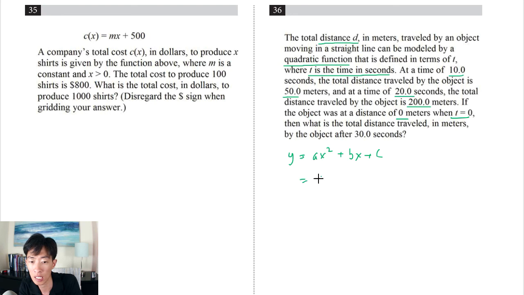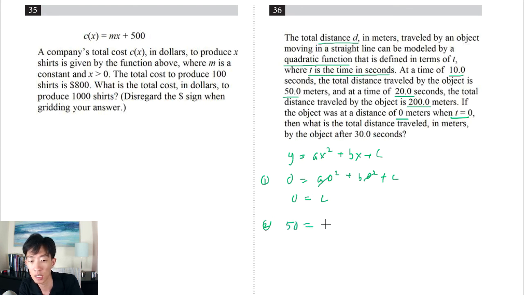So we're going to say a times 0 squared plus b times 0 plus c, and they're telling us that the distance is 0. So a and b drop out, c also becomes 0. So now we know that the equation that we're dealing with does not have a constant. So that was our first piece of information. Now let's use our second and third pieces of information. Second piece of information is time of 10 seconds, the distance is 50. So we're going to plug that in.